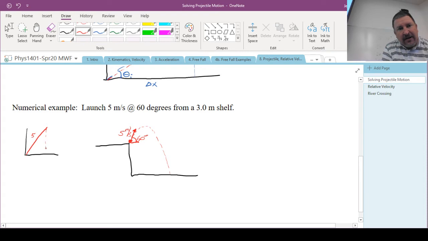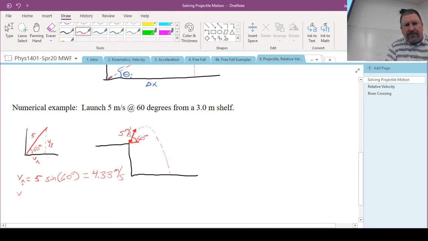5 and 60 degrees. And that's what reminds me that v sub x is the adjacent to that. So that's v sub x there, and v sub y is there. So vx is 5 sine of 60 degrees, which, by the way, comes out to 4.33 meters per second.